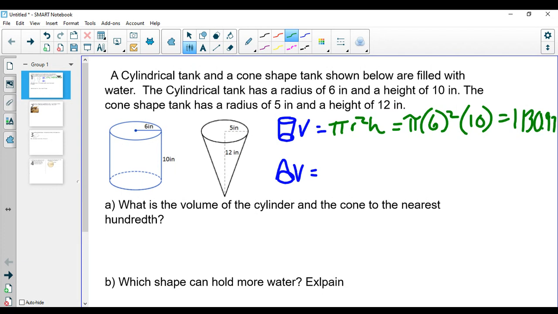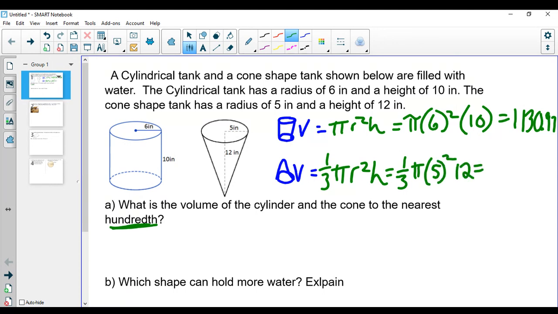1,130.97. It says to the nearest hundredth over here, so make sure you're using 2 decimal places. The volume for a cone is 1/3 pi r squared h. It's the same formula as the cylinder, it just has the third involved in it, so don't forget that third. So 1/3 pi, the radius is 5 squared times 12, and the volume for this to the nearest hundredth is 314.16. Make sure you're rounding correctly. That 5 turns to a 6 because the 9 is the third decimal.